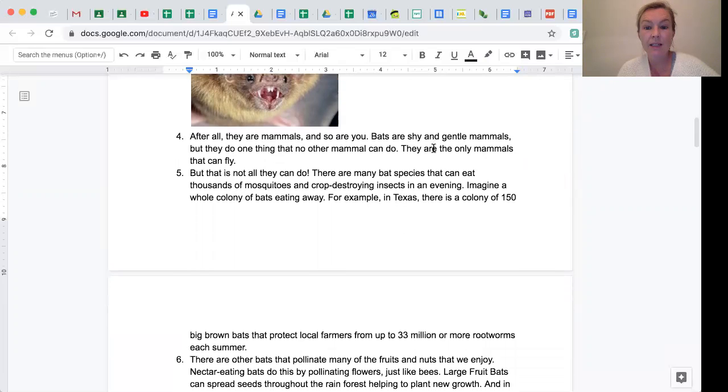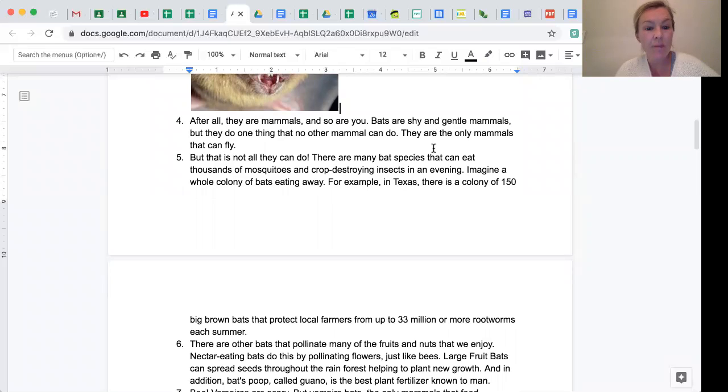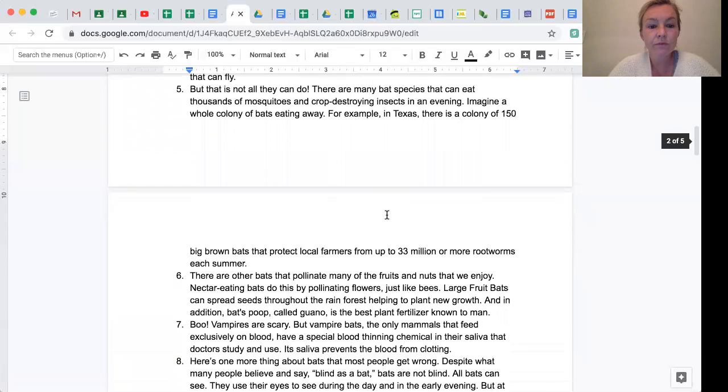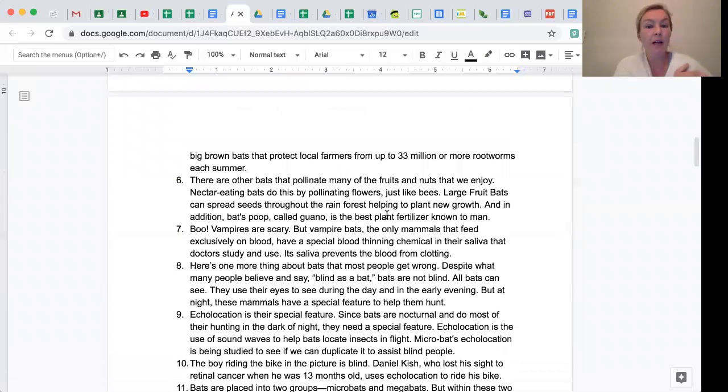For example, in Texas, there is a colony of 150 big brown bats that protect local farmers from up to 33 million or more rootworms each summer. There are other bats that pollinate many of the fruits and nuts that we enjoy. Nectar-eating bats do this by pollinating flowers, just like bees. Large fruit bats can spread seeds throughout the rainforest, helping to plant new growth. And in addition, bats' poop, called guano, is the best plant fertilizer known to man.